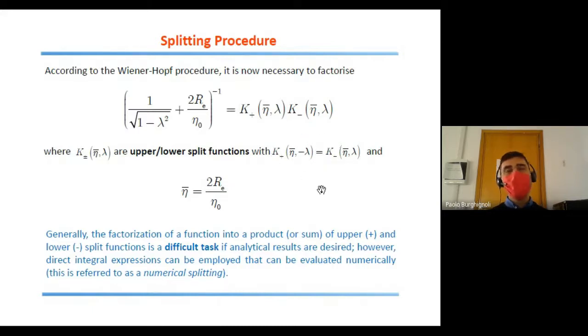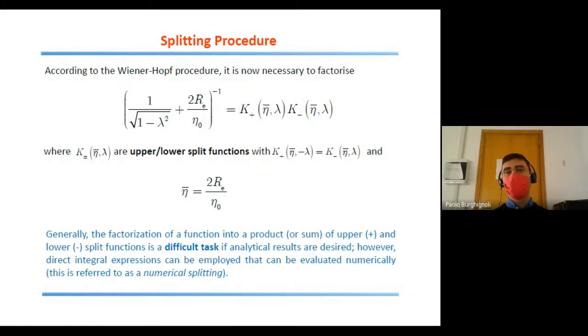Now, the general way to factorize a given analytic function into the product of two upper-lower split functions, which I remind you are two functions that are analytic and without zeros, respectively, in the upper or lower half planes, is something that in general could even be impossible, or we wish to express those functions in analytical terms.